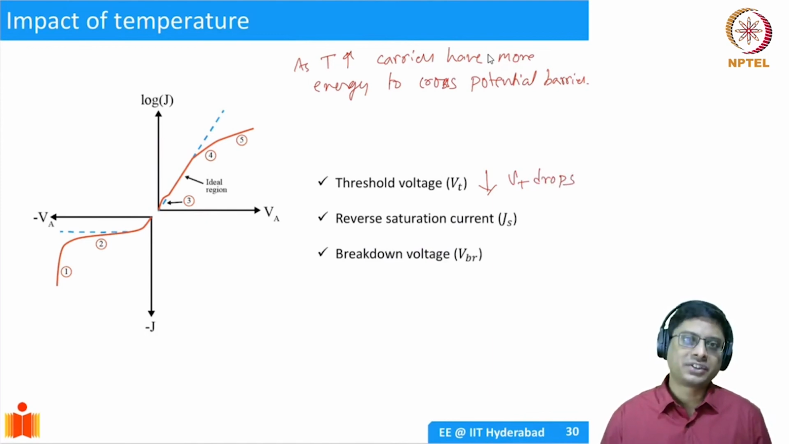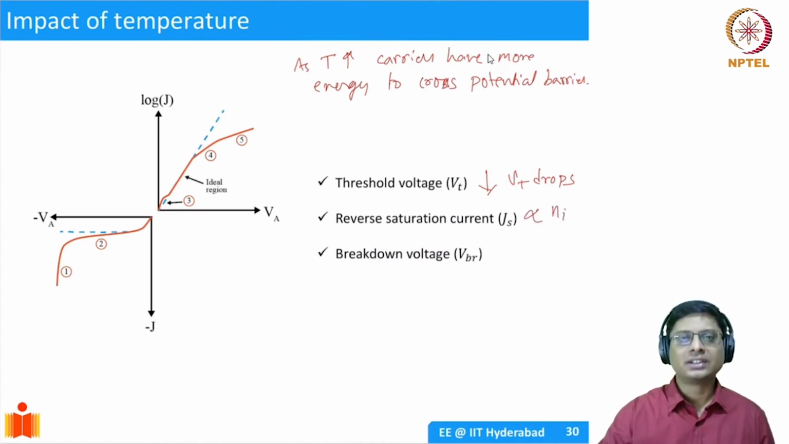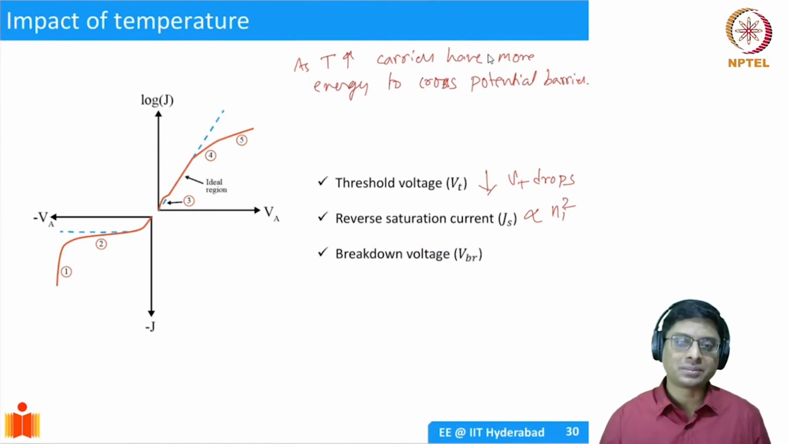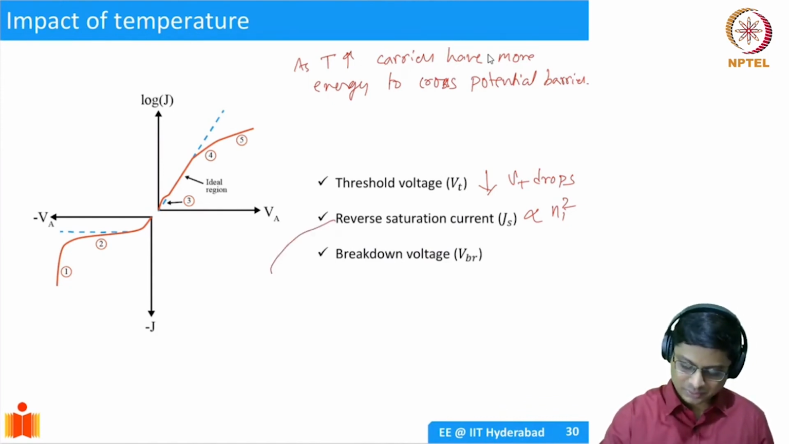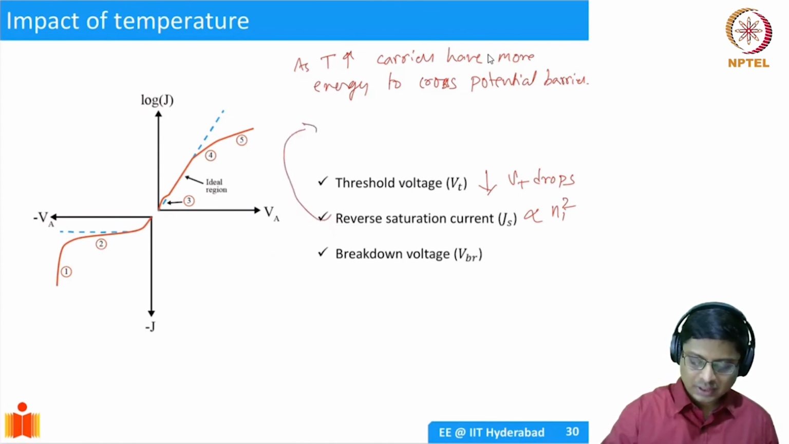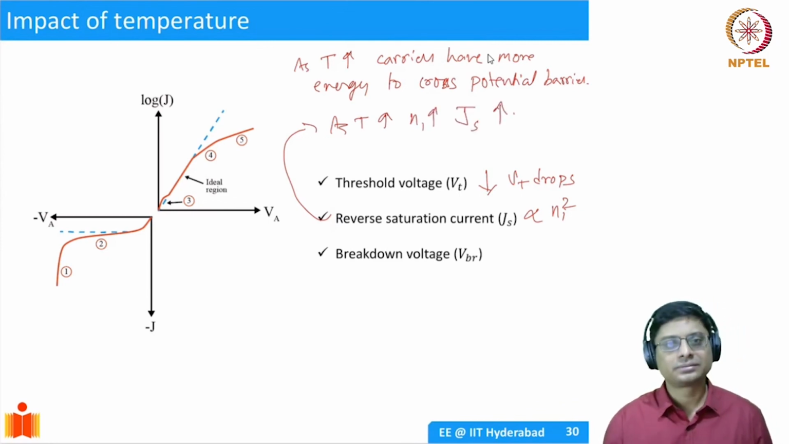What happens to reverse saturation current? We showed that reverse saturation current was proportional to Ni, actually Ni squared, and that is going to be significantly dependent on the temperature. As T increases, Ni is going to increase dramatically, and that's why Js will increase.